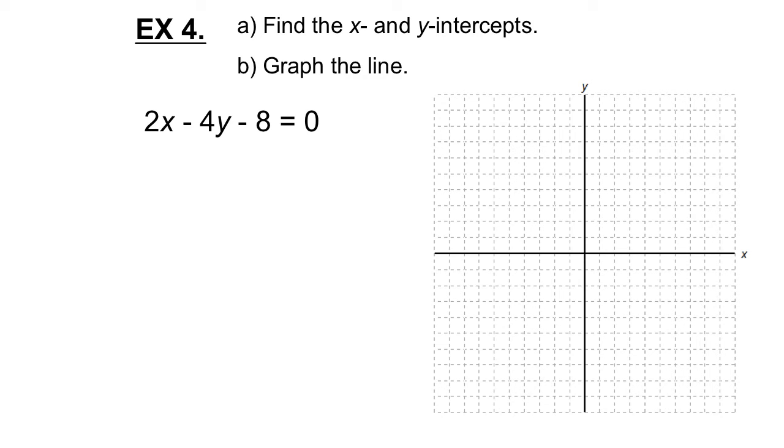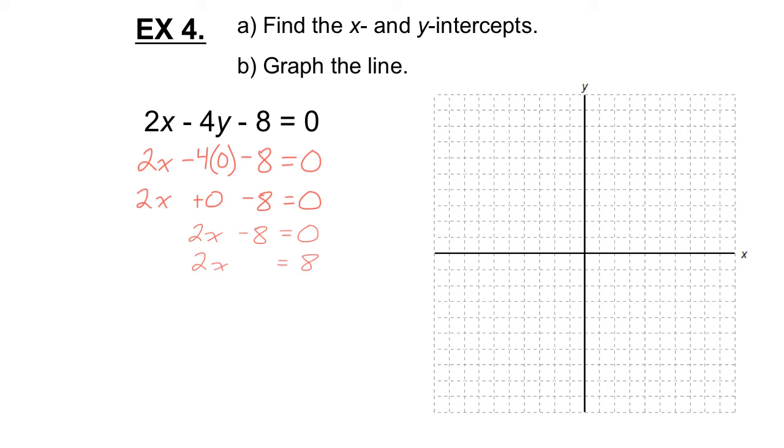And the key is knowing that the x-intercept happens when y is 0. So to find the x-intercept, we will substitute 0 for y. And then we'll do the math to figure out what x is. So 4 times 0 is 0, so we're just adding 0 in the second term here, which means 2x minus 8 is 0. Move the minus 8 to the other side. 2x equals 8. Divide both sides by 2. Now we have x equals 4. So when y is 0, x is 4.